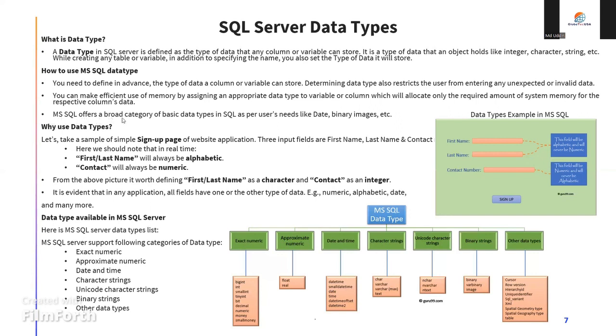MS SQL offers a broad category of basic data types as per user needs, like date, binary, image, etc. These are the different types of data you can use. You can use images, binaries, or dates. That is another feature of SQL data types. Any questions about data types and how you can use them?